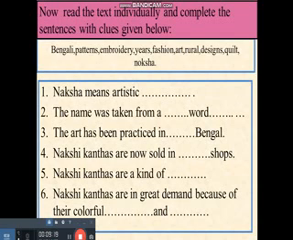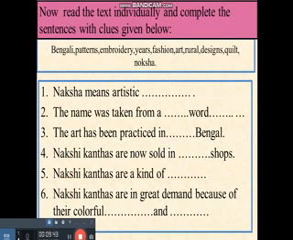Nakshi Kantha means artistic dash. The name was taken from a dash word. The art has been practiced in dash Bengal. Nakshi Kanthas are now sold in dash shops. Nakshi Kanthas are a kind of dash. Nakshi Kanthas are in great demand because of the dash they are dash and dash.